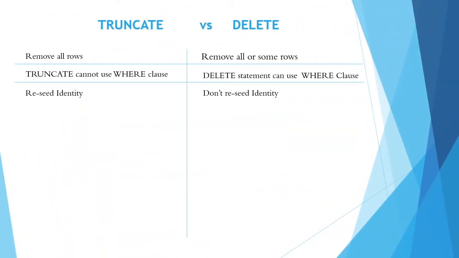Truncate always reseeds the identity value, but delete never reseeds the identity value. It means if there is an identity column in the table and it already has some values, let's say 1, 2, 3, 4, and we remove the rows using the delete statement and refeed new values, then the identity value will start from the last value that was available in the table. But if we remove the rows using the truncate statement, then the identity column always restarts with the initial value. Let me show you in the example.